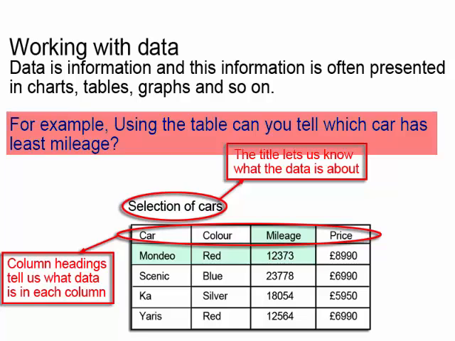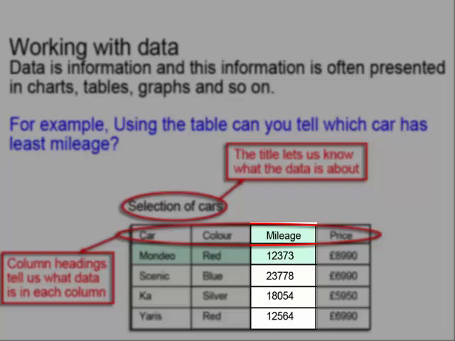In this example, we have been asked to identify which car has the least mileage. So the first thing we do is go to the column heading of mileage. And in this column, we are looking for the lowest data value. And once we find this data value, we move along the row to the left and we can identify the car as being a Mondeo.